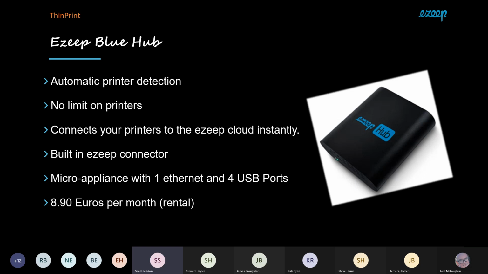It has automatic printer detection on it, so we can scan the printers in automatically on the subnets. There's no limit on how many printers our hub can have and register to the cloud. It connects the printers to that Ezeep cloud instantly. It has the built-in Ezeep connector, as I mentioned, for the decryption and decompression of print data that's actually coming out of your cloud.